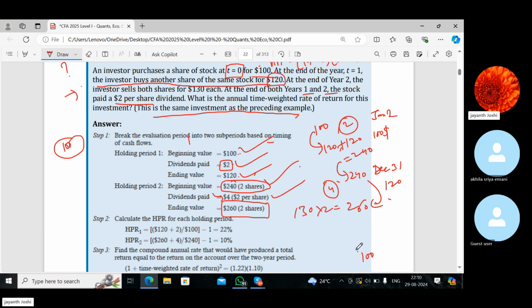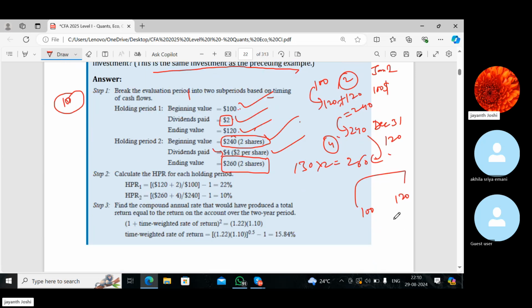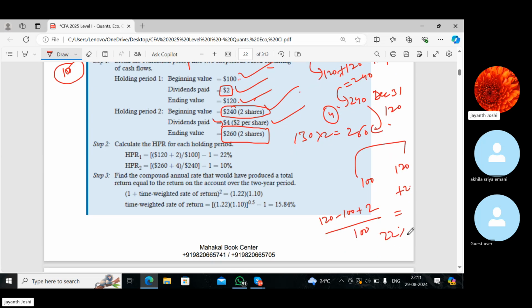And it has become 120. Okay, and we also got a $2 dividend. So 120 minus 100 plus 2, whole divided by 100. Can you tell me what's the return here? 22%, right? Yes or no?